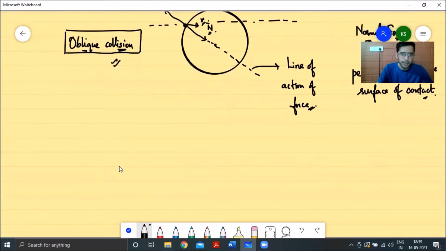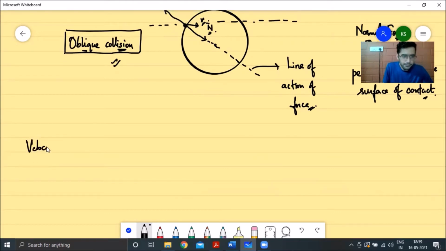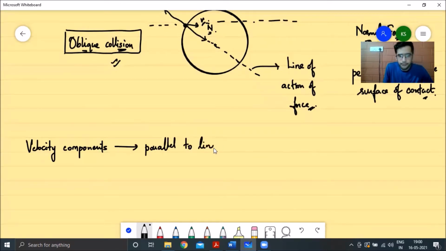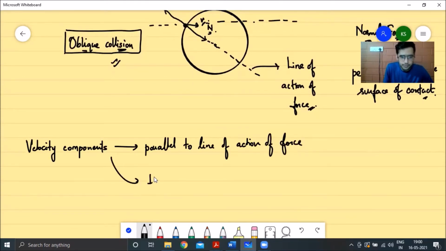The next step would be to divide the velocities into components. We'll now divide the velocities into components, right? So we'll be dealing with this problem in two directions. We'll take the velocity components of the particles moving parallel to the line of action of force and perpendicular to the line of action of force.